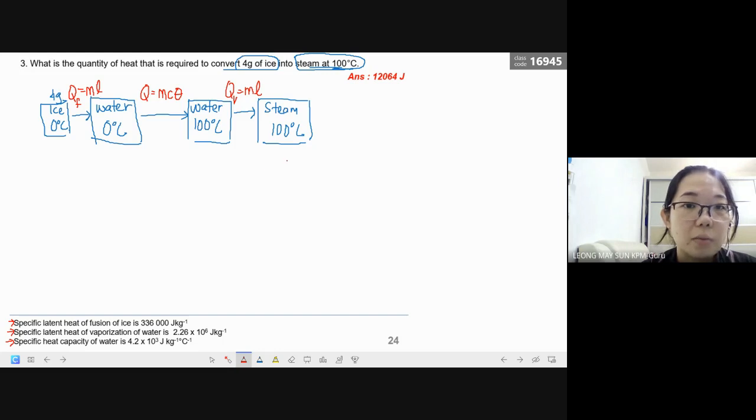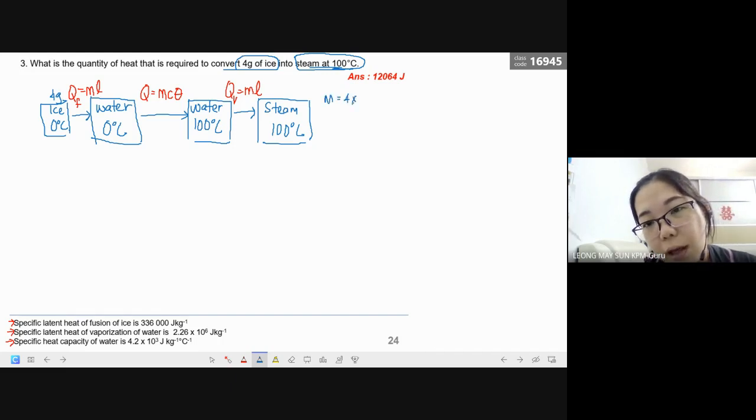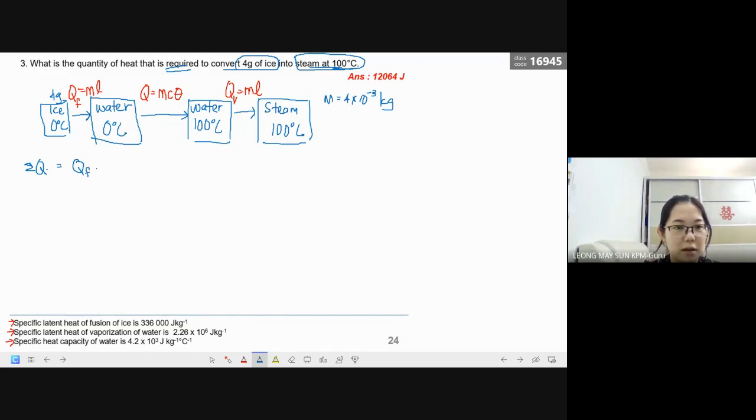So the amount of heat that is required to convert 4 grams. So right now I have to change my gram to kg. So that would be 4 times 10 to the power of negative 3 kg. Okay, it's same as 4 divided by 1000. So I just write it as times 10 to the power of negative 3. So the amount of heat that is required, which means the total heat required, Q, would be the latent heat of fusion plus heat capacity, this one, plus latent heat of vaporization.